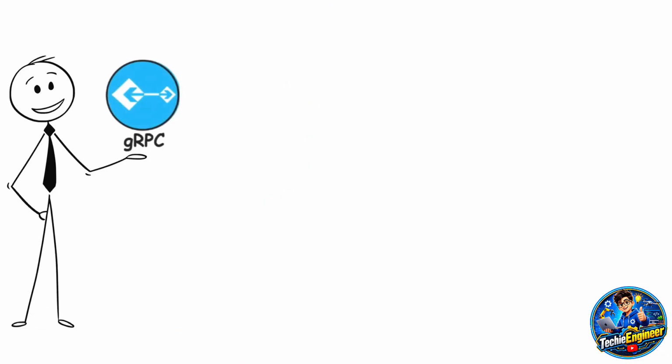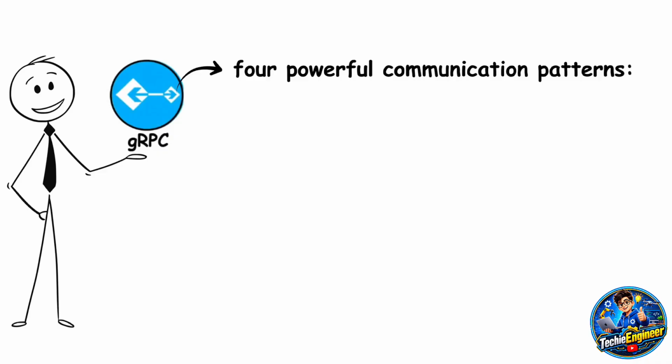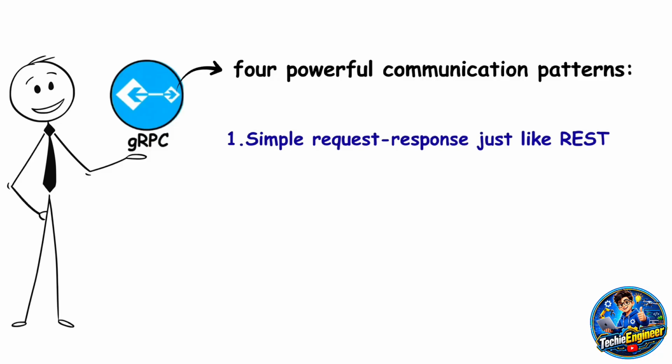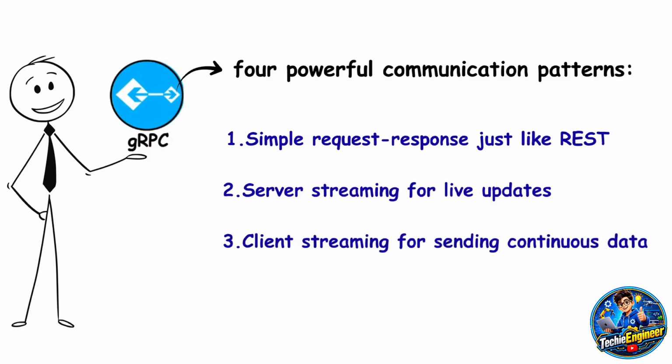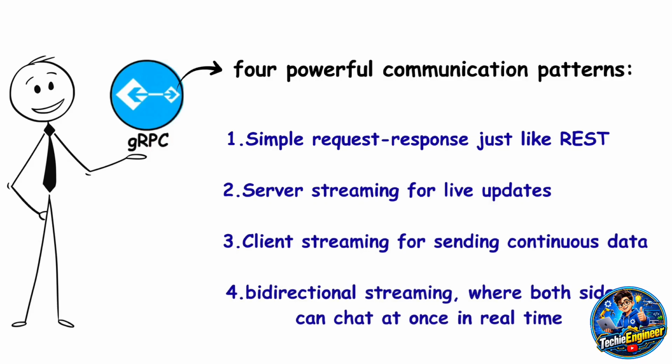And here's the best part. gRPC supports 4 powerful communication patterns. Simple request response, just like REST. Server streaming for live updates. Client streaming for sending continuous data. And bidirectional streaming, where both sides can chat at once in real time.